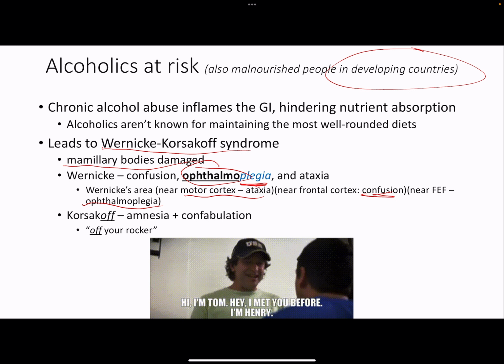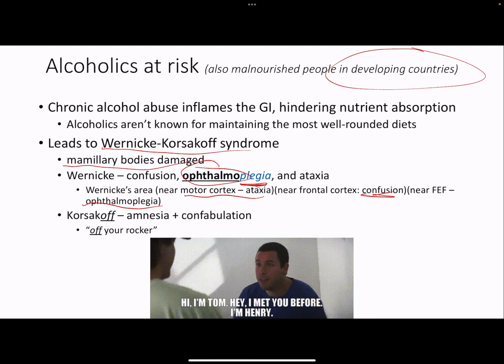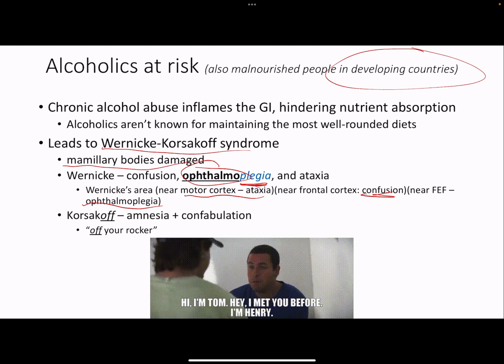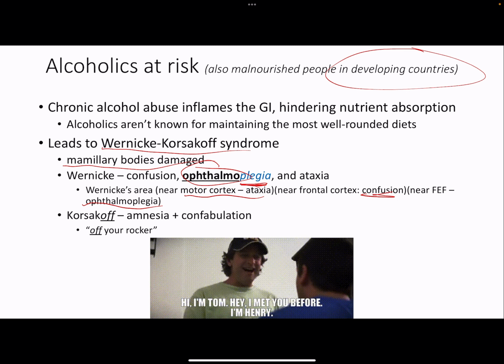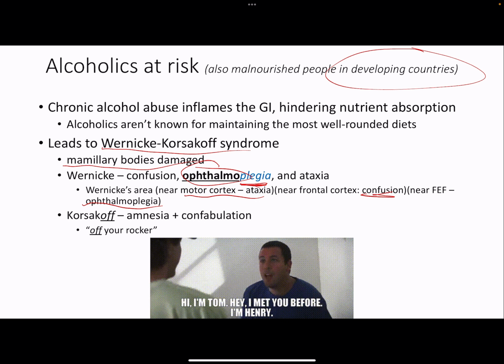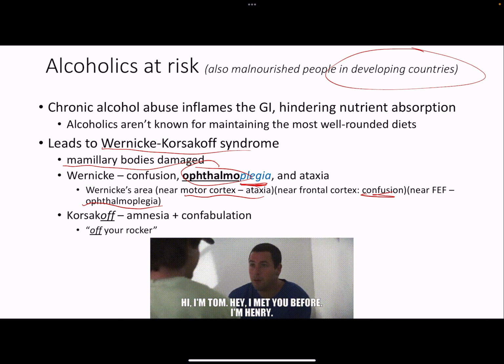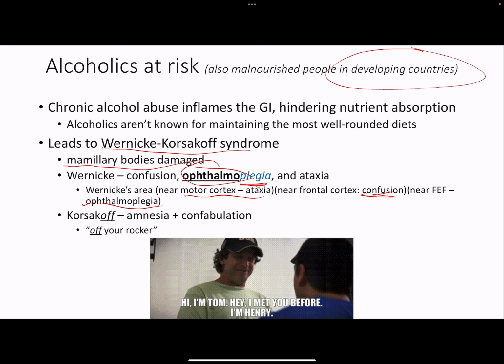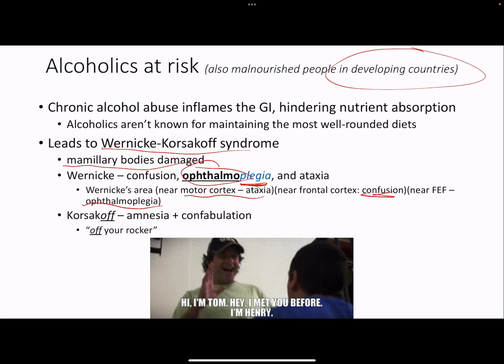Korsakoff. So you have Wernicke-Korsakoff. Wernicke is one set of syndromes, and Korsakoff is the damage to the hippocampus and the mammillary body, which is associated with the hippocampus. It's going to cause retrograde and anterograde amnesia: a hard time learning new things, and a hard time maybe remembering old things.